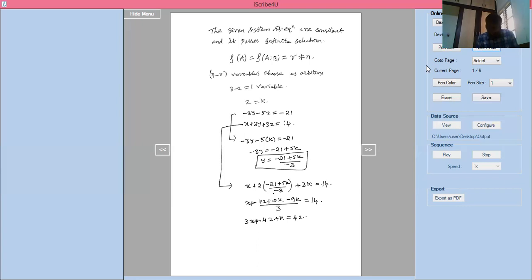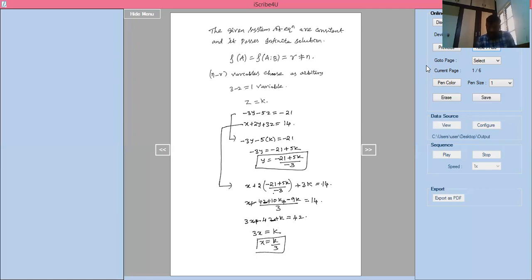Plus k 42. Now if you take here also, this one you can write as minus 10k, this one should be plus 9. Minus 10k plus 9, you will write it as minus k. Now 3x equal to k, so x equal to k by 3.